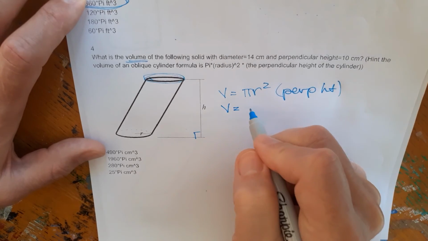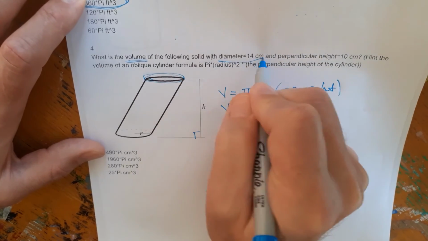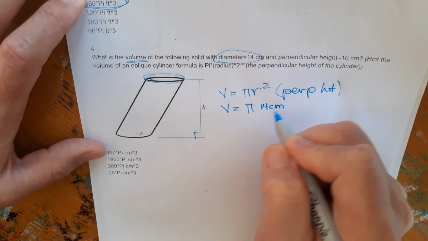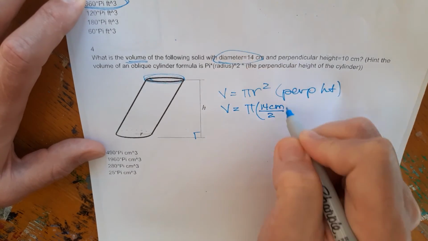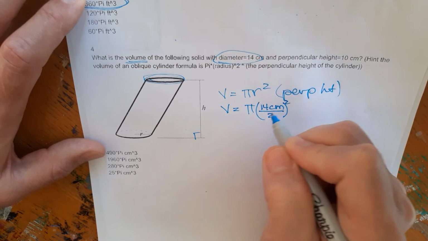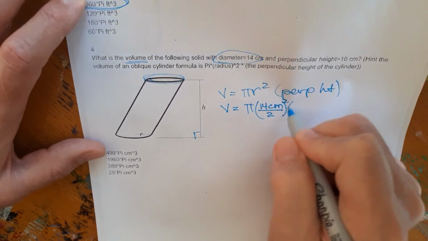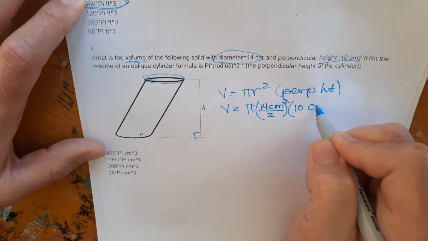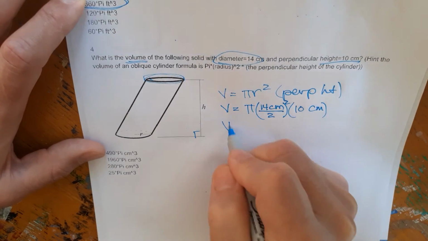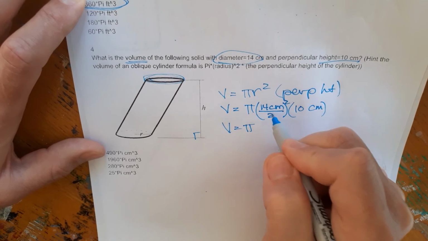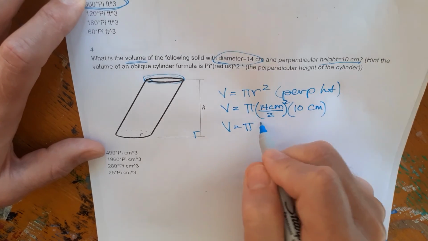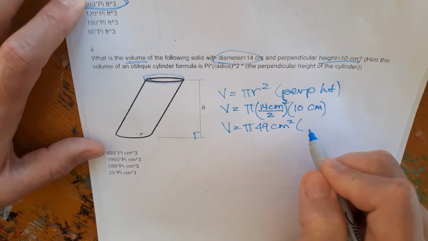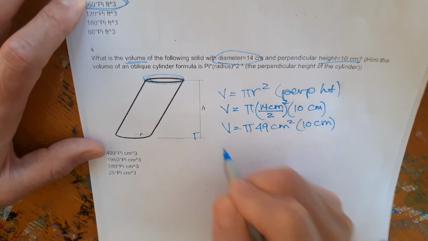V equals pi. What's our radius? Diameter, 14 centimeters. Well, 14 centimeters can go in directly as long as I divide it by 2 and square the whole thing according to r squared, because that'll be 7 squared. Perp height h here is 10 centimeters. V equals pi, 7. 14 divided by 2 is 7. Squared is 49 centimeters squared, times 10 centimeters.